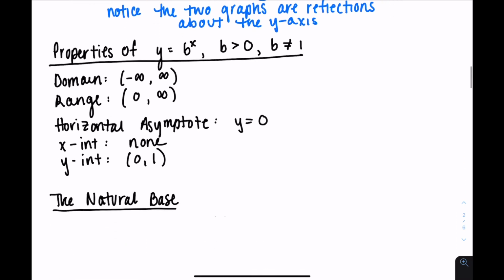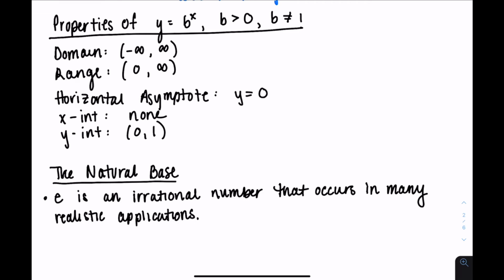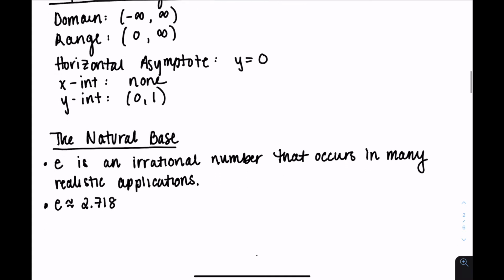Now we do have a very special base, which is called our natural base. You probably have dealt with pi before, you've probably seen e before, but this is going to be our natural base. So e is an irrational number that occurs in many realistic applications. It is about 2.718, it's got a bunch more values after, it continues on forever, but it is going to be an important base for us.